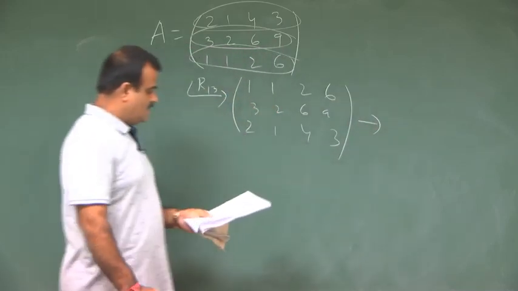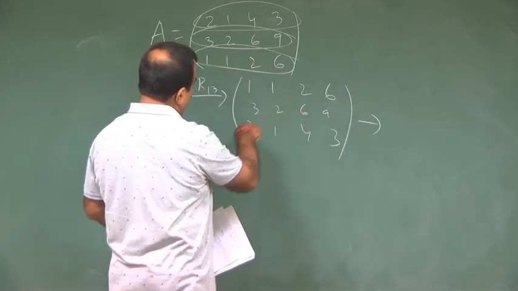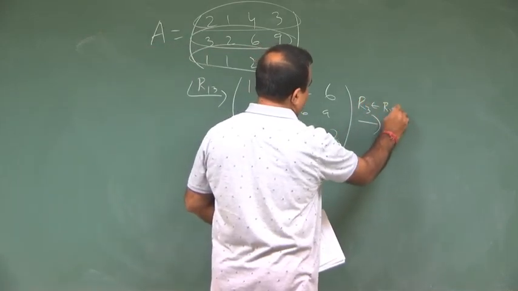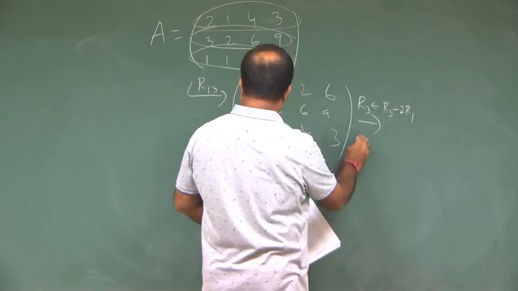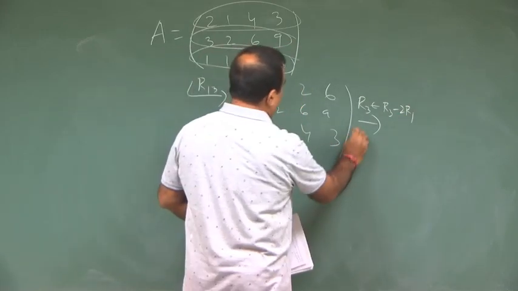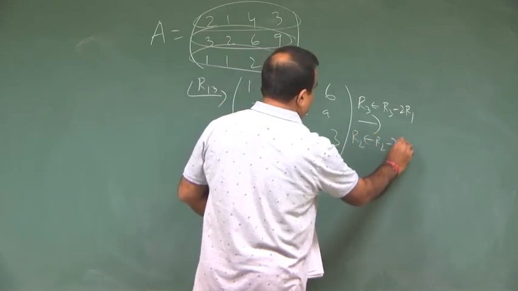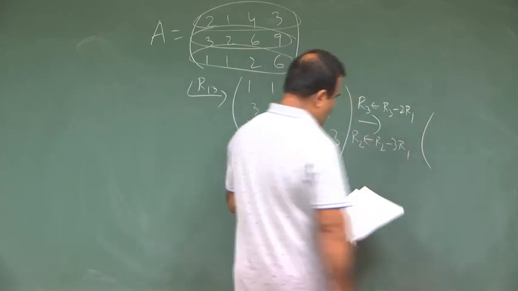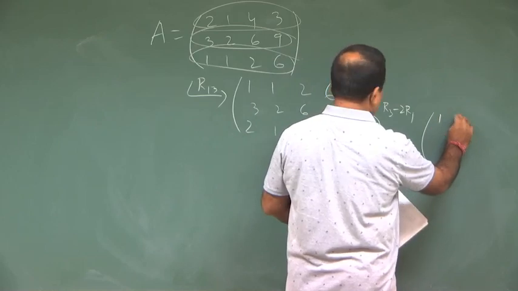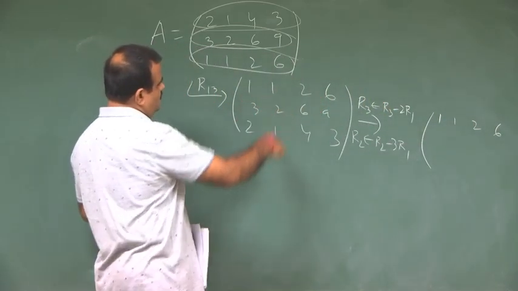Then we apply a row operation: we multiply R 1 by 2 and subtract it from R 3, so R 3 is replaced by R 3 minus 2 R 1. We want to make this entry 0, so R 2 is replaced by R 2 minus 3 R 1. If we do so, our matrix will become like this. The first row will remain unchanged. For the second row, we multiply R 1 by 3 and subtract it from this.